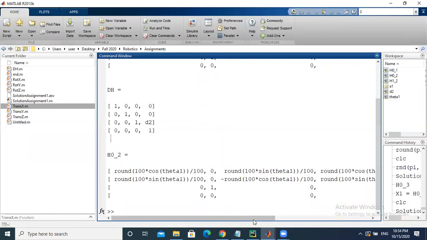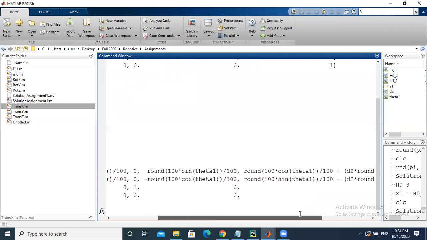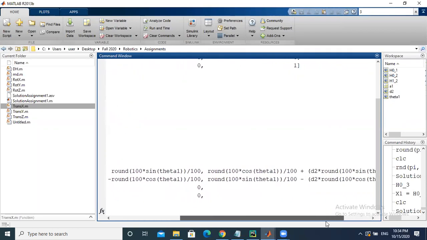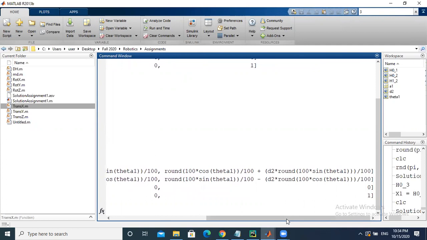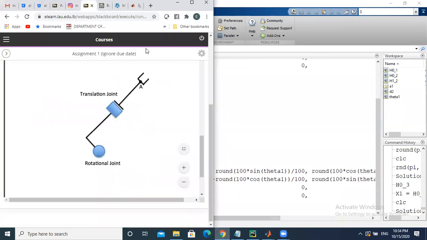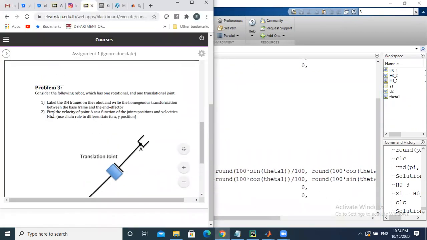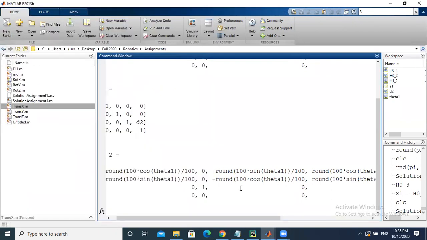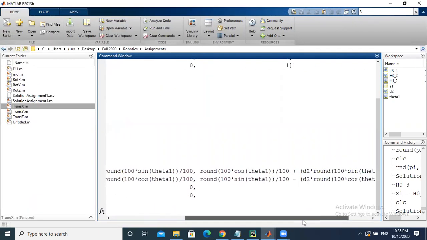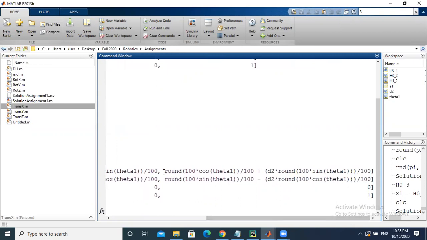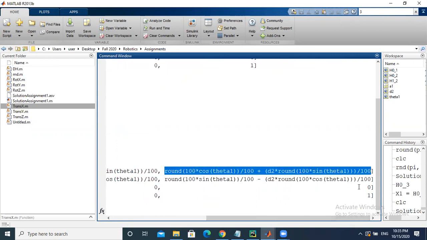Okay, so this is my h0 function, right? This is my h02. So the second part of this problem is we need to actually find the velocity of point A as a function of the joint positions and velocities. Use differential chain rule, okay? So we need to find the velocity of point A, and this is actually the second topic that we are going to do, which is basically differential kinematics.